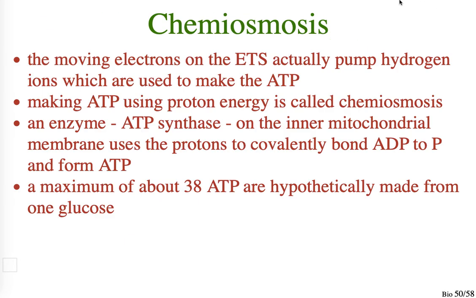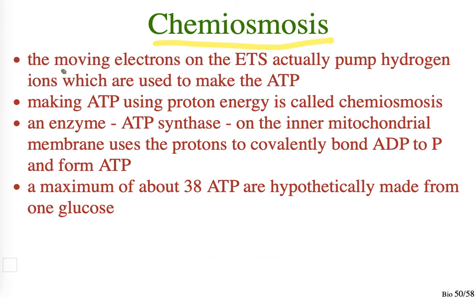All right, now the last of the processes here is chemiosmosis. The Biozone book doesn't really count this as a process, but it really is. Technically speaking, there are 5 basic processes of ATP production in cells. The first is glycolysis, the second is the link reaction, the third is the Krebs cycle, the fourth is the ETS, and the final and last one is chemiosmosis.